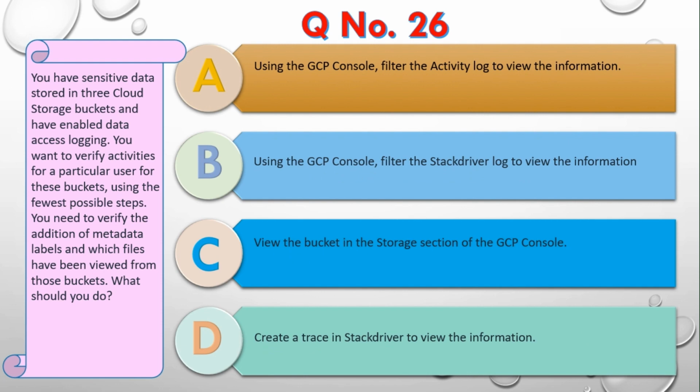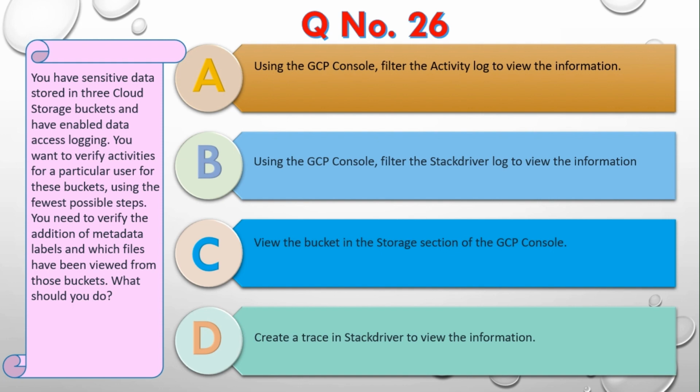Question number 26. You have sensitive data stored in three Cloud Storage buckets and have enabled data access logging. You want to verify activities for a particular user for these buckets using the fewest possible steps. You need to verify the addition of metadata labels and which files have been viewed from those buckets. What should you do? Option A, using the GCP console, filter the activity log to view the information.